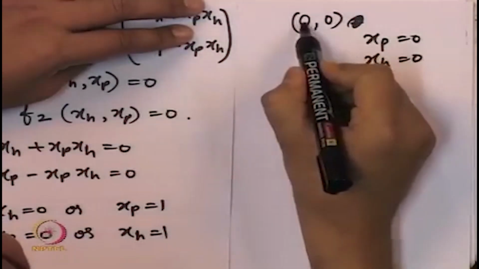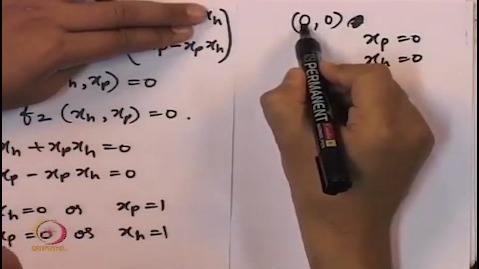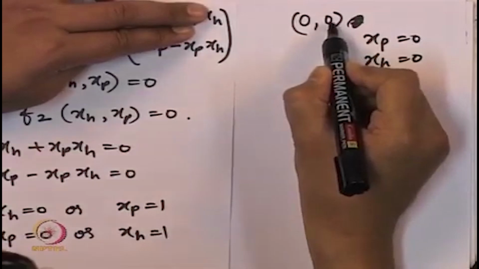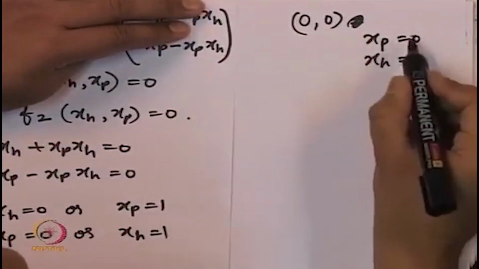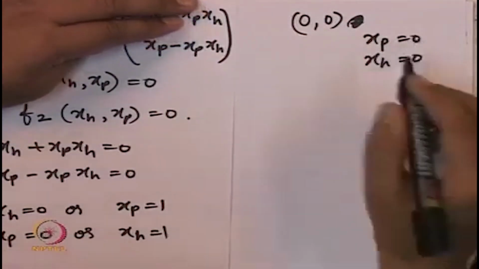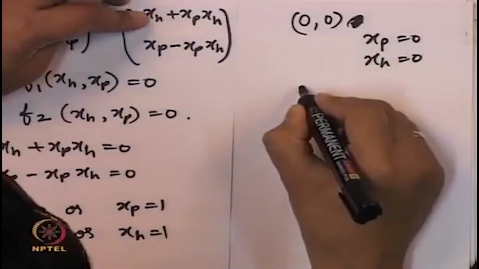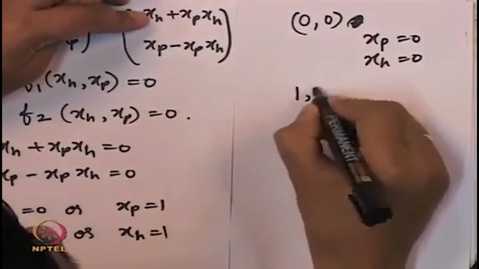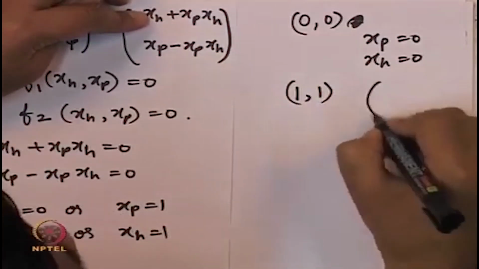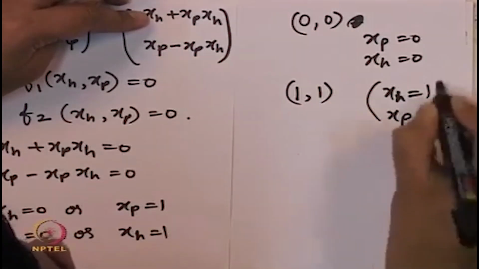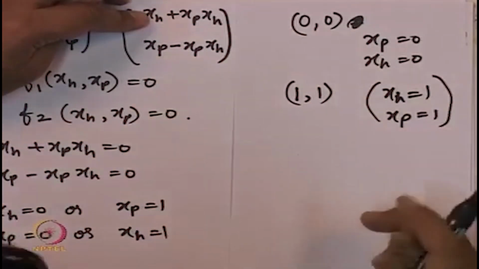The first component in this is xh, the species value. The second is xp, the population value. So both equal to 0 is one equilibrium point. That is what we get from here. And both equal to 1, (1, 1), which means xh equal to 1 and xp equal to 1. This is another equilibrium point.